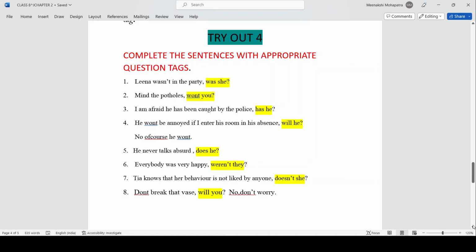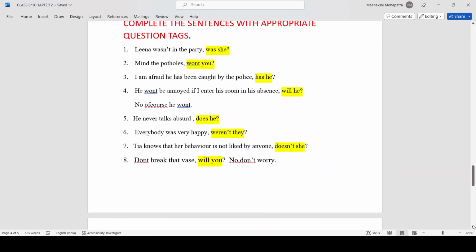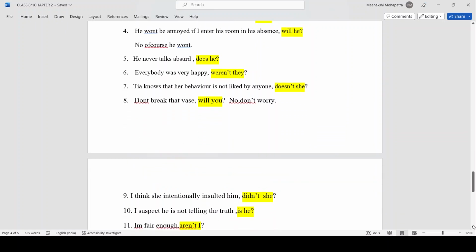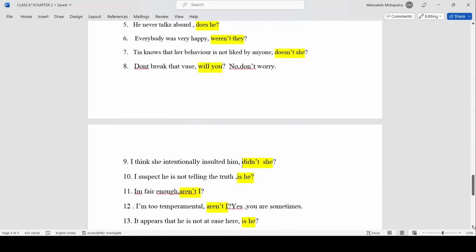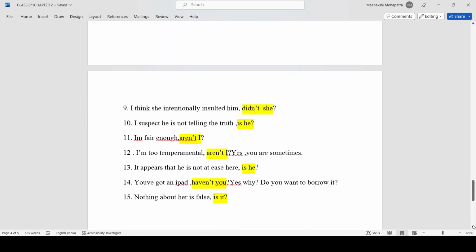Number 6. Everybody was very happy, weren't they? Was becomes weren't they? Number 7. Tia knows that her behavior is not liked by anyone, doesn't she? Number 8. Don't break that vase, will you? No, don't worry. Number 9. I think she intentionally insulted him, didn't she?